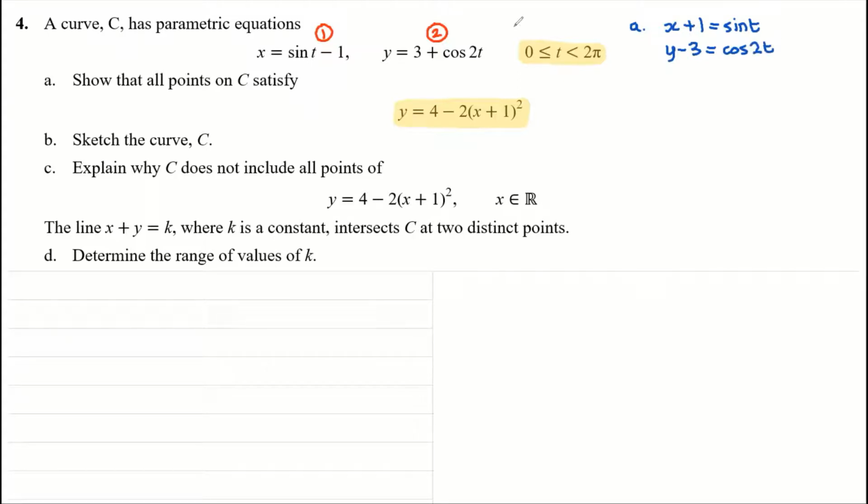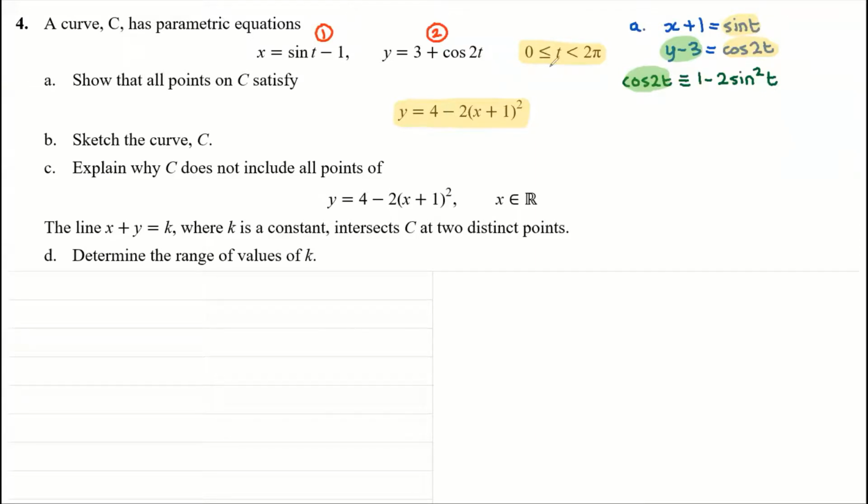Now, to link these two equations together, we need an identity that combines cos 2t and sine t. We've already used it several times, so we're going to use the same one again. So we know that cos of 2t is identical to 1 subtract 2 sine squared t. And this allows us to put all our ingredients together. So on the left-hand side, we can replace cos 2t simply with the y subtract 3 that we have right in front of us. So I'm going to swap these two out. And then the sine squared, I just have to square the x plus 1, and then we've got everything we need.